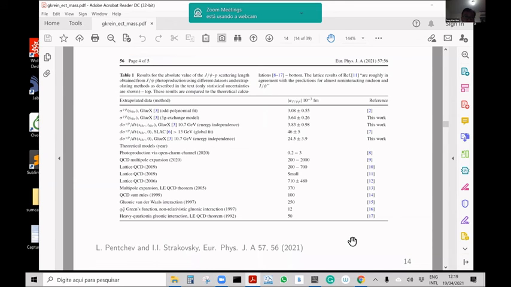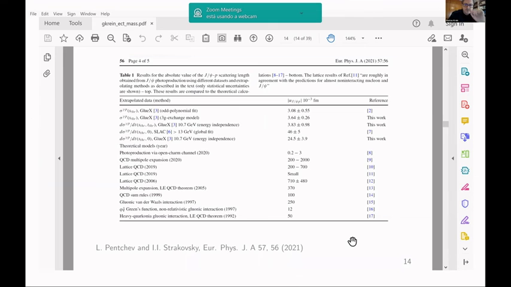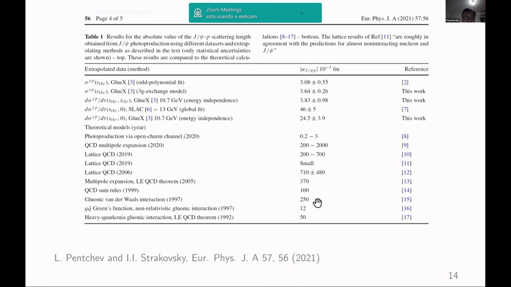You see it? Yes, thank you. So in the line photoproduction via open charm channel 2020 is this one. Go up. Yeah, first this one. Yes. So here we can see it's also very small, right? That's right. That's actually by this coupled channel mechanism using model values, and then this gives a cross section of the order of the GlueX data.